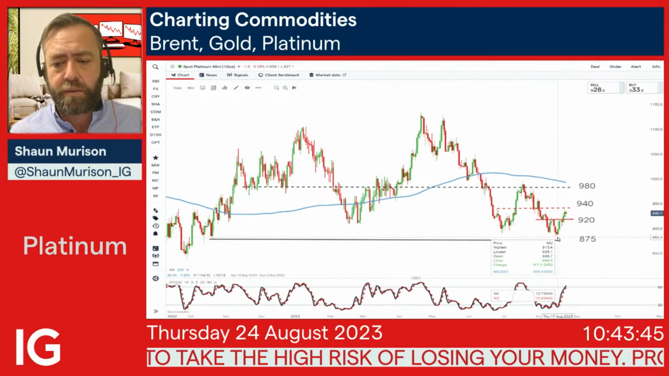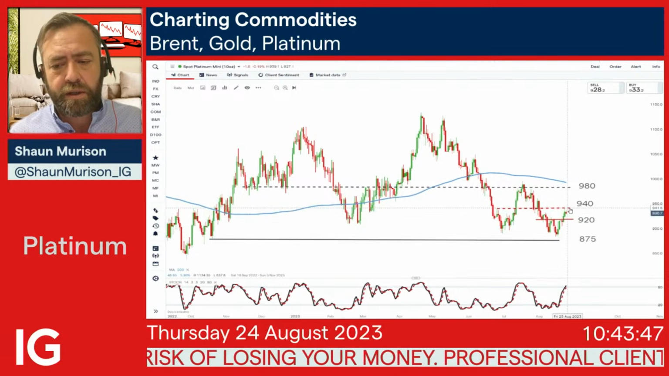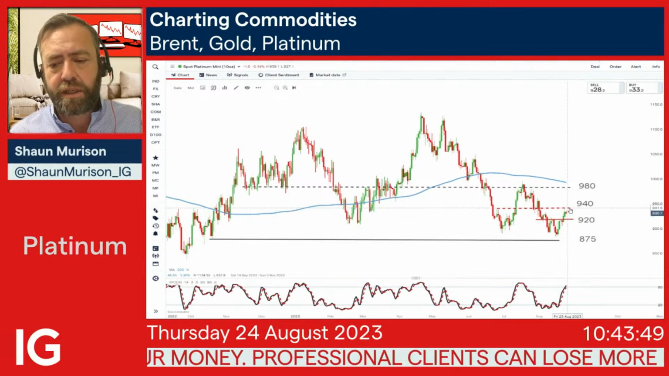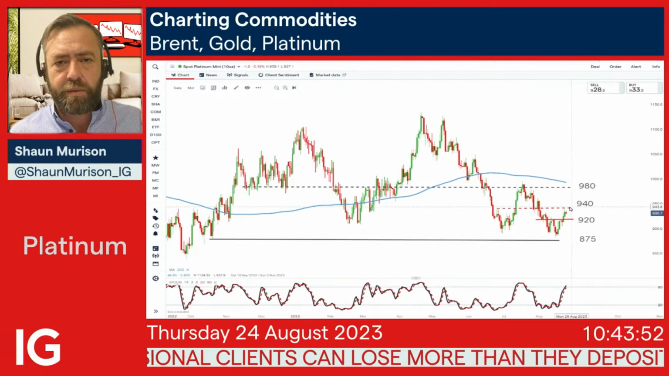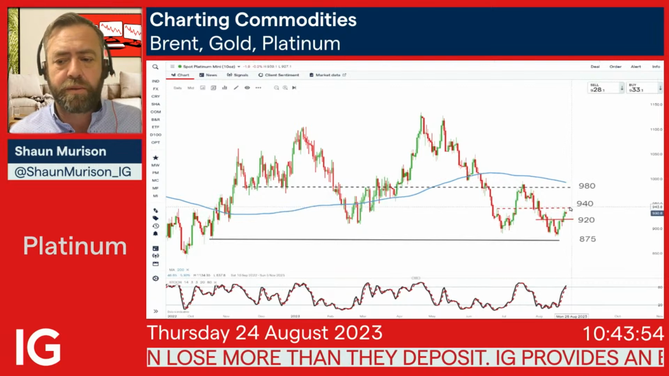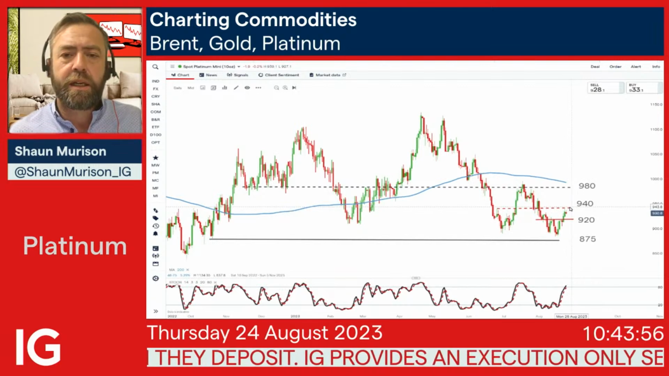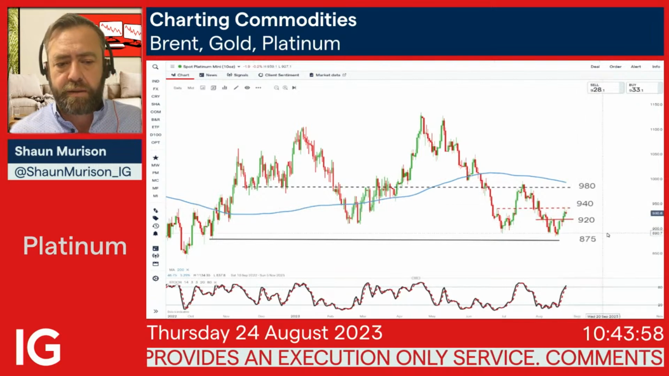The longer-term picture is sideways. We're still trading between levels. That initial target of 940 has been realized. I think if we get a close above that, that's when we can see those levels unlock, possibly a move back towards about 980 on spot platinum.